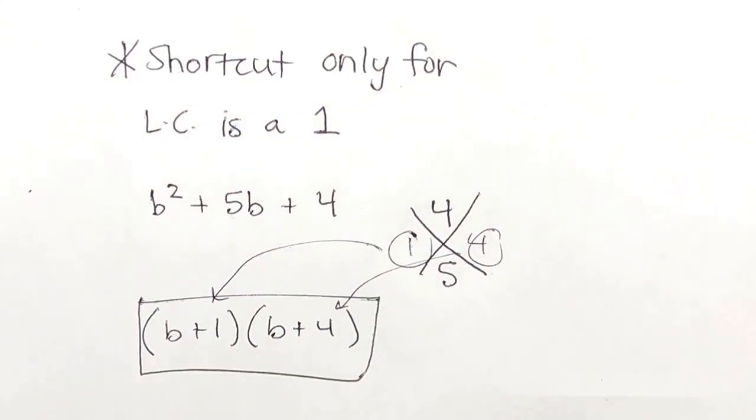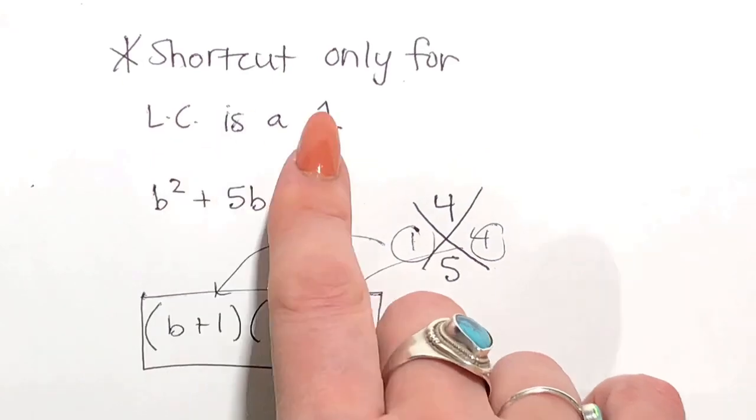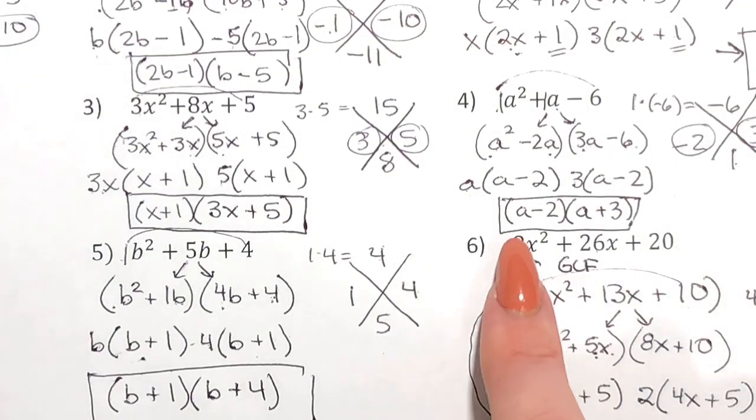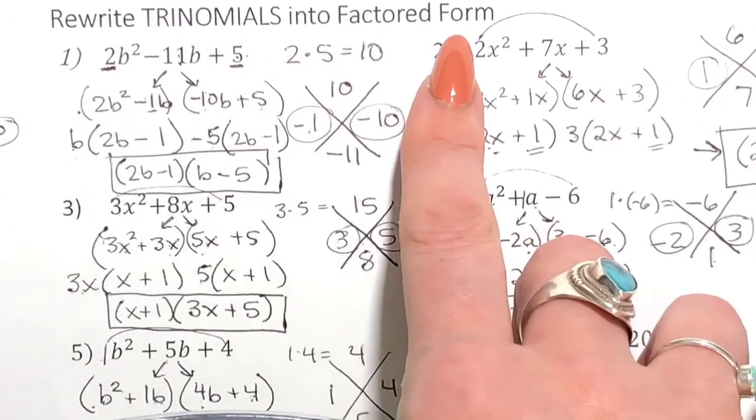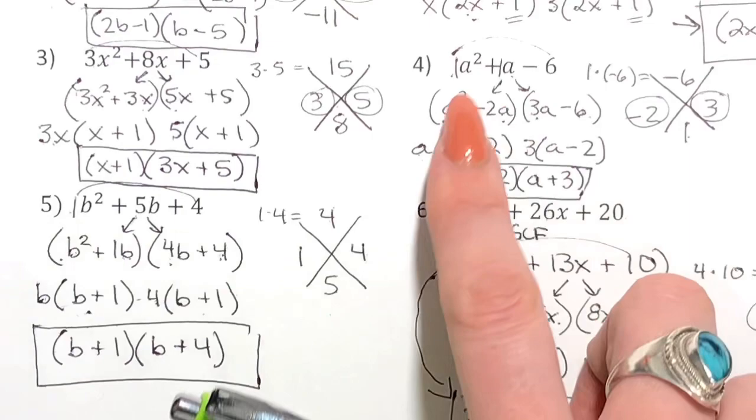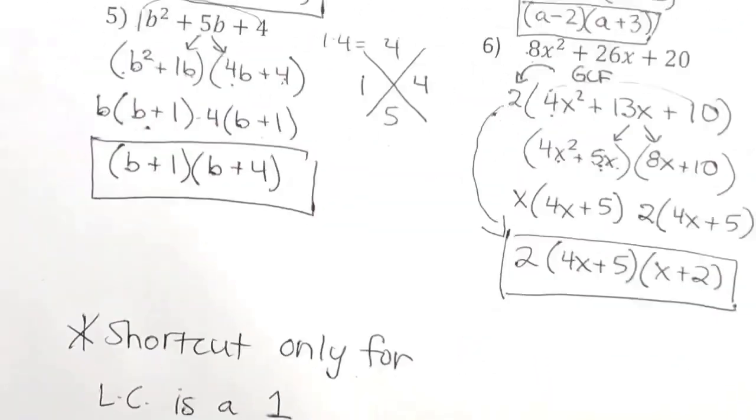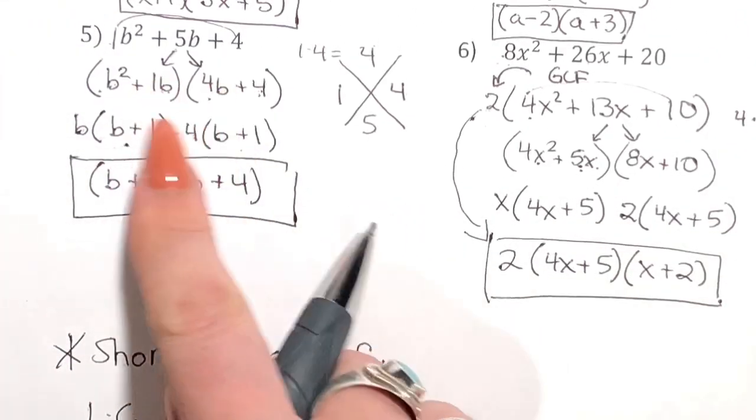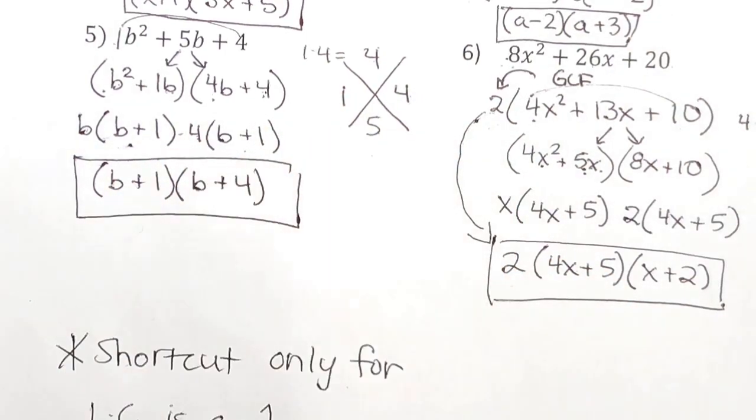We'll run into more of those shortcuts later, but I did just want to point out that it only works when that leading coefficient is a 1. So if there is a different number, like an 8, or how this one had a 3 or a 2, it doesn't work on those. It only works when it's a 1 in the front. But when you do run into those, it's definitely worth doing the shortcut because it saves you from having to do all of this extra work. You can just skip straight from here to here.